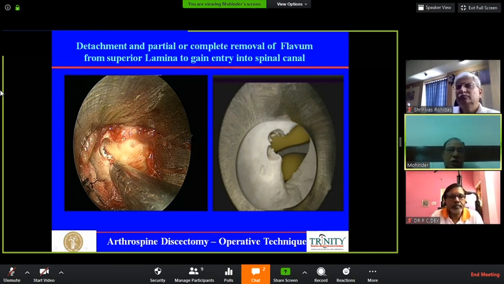You can use a burr nowadays, which surgeons are also using, or for beginners, I think a 3 millimeter Kerrison punch or 2 millimeter Kerrison punch is an important part of the inventory, and you can use those.